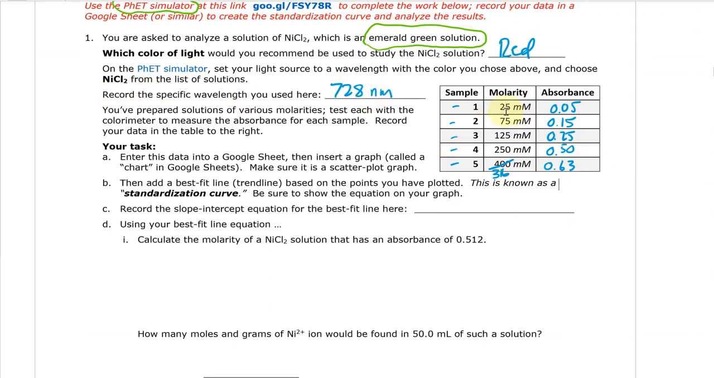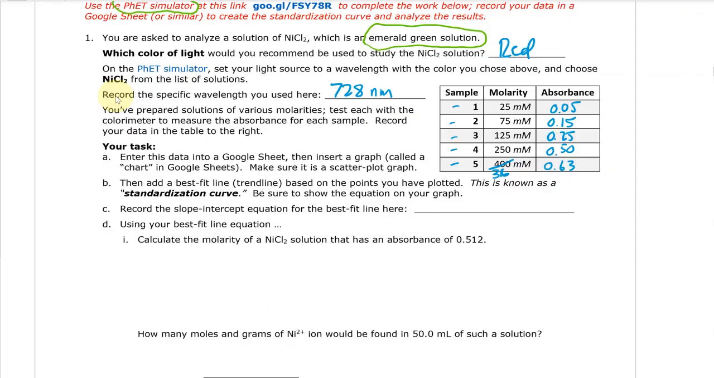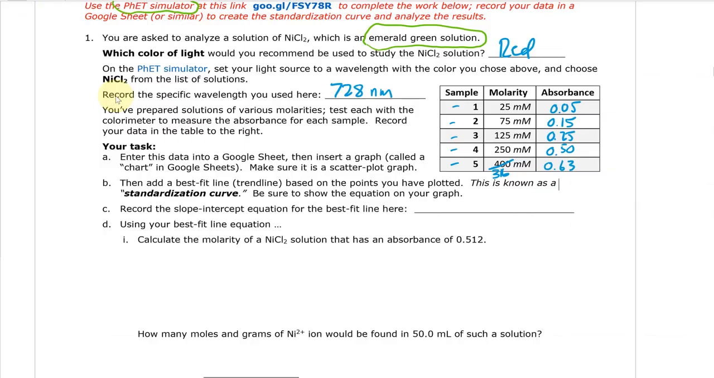So I have values for my molarity of 25, 75. I'm going to go ahead and put those numbers in my table. 25, 75, 125, 250, and 316. All right. It doesn't even matter if you go in order. These could be all over the place, smallest to largest or any mixed match that you want, as long as you keep the molarity and its corresponding absorbance matched up.